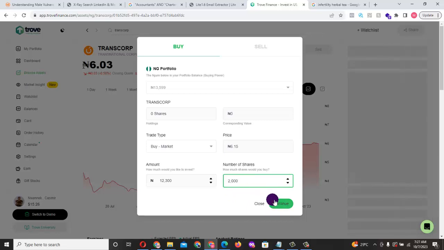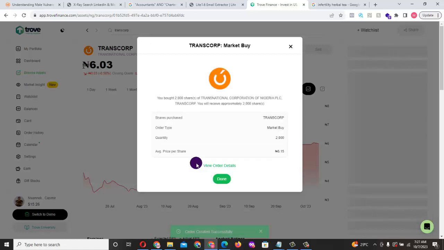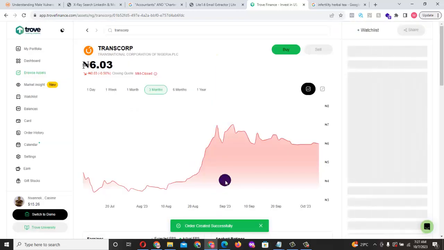Okay. Let me go ahead and buy this particular one. So what is the charges? 293 naira 1 kobo, that is the charges, and I'm buying 2000 shares at 6 naira 15 kobo. So I'll place this order. Good. I've just placed my order right now.